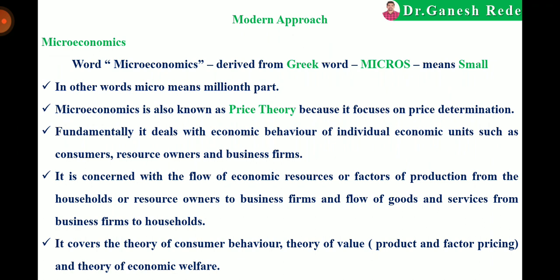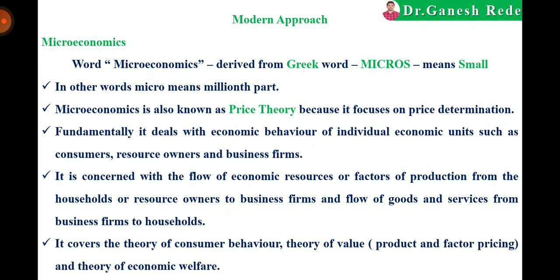So microeconomics covers some theories, the theory of consumer behavior. As we know, the theory of consumer behavior is related to a single or individual consumer, that's why it comes under microeconomics. Then the theory of value, which is about a single product or factor pricing, or the prices of that product. Then the theory of economic welfare. So these are the theories that come under microeconomics.